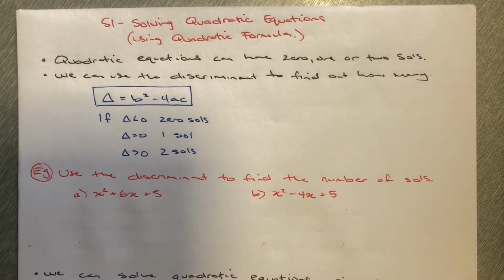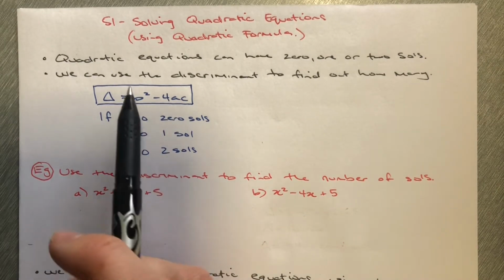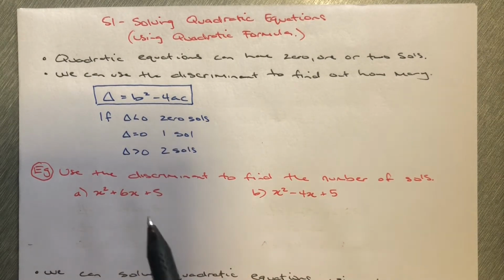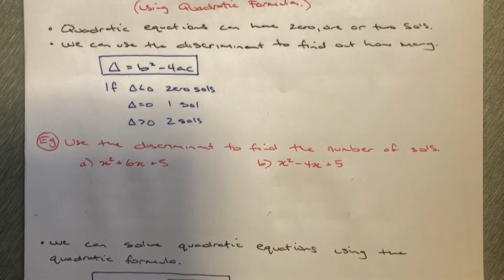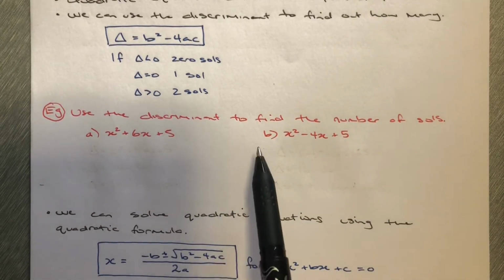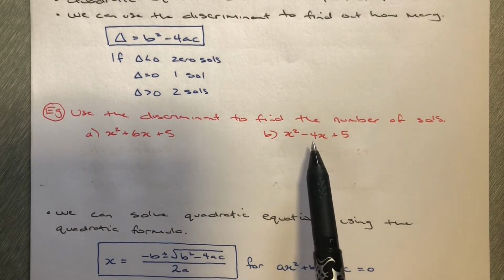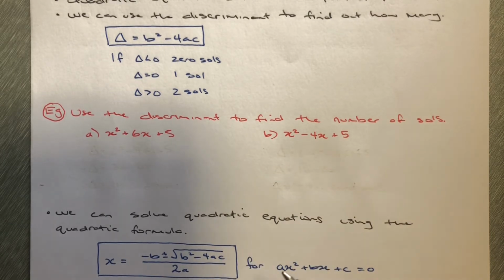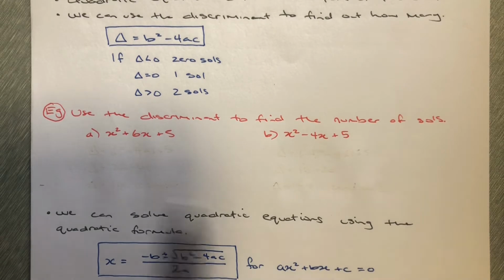Now we're going to practice using this formula, which is called the discriminant, with these two examples here. It says, use the discriminant to find the number of solutions. So we're not actually trying to find what the solutions are, we're just trying to work out how many there are. Okay, so let's focus on a first.